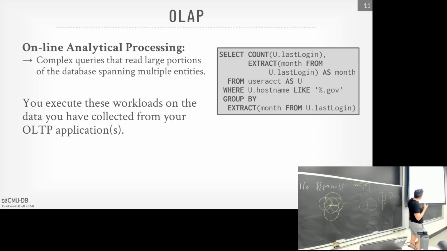So in this case, even though I'm only scanning one table, I need to access two columns, the host name and the last login, but I need to see all of the tuples in order to find the ones that end with .gov, and then group them by the month that they logged in, right?